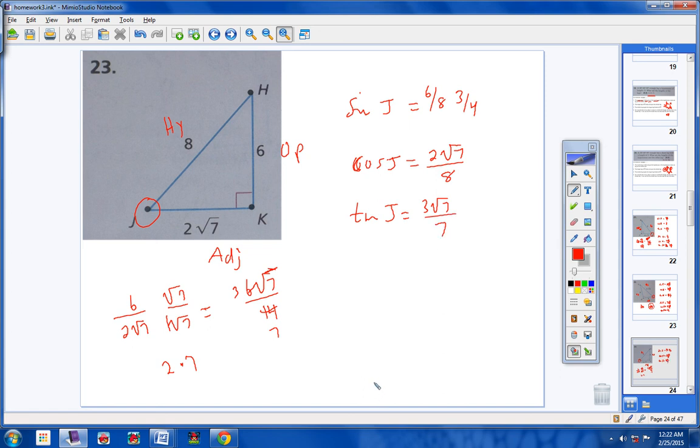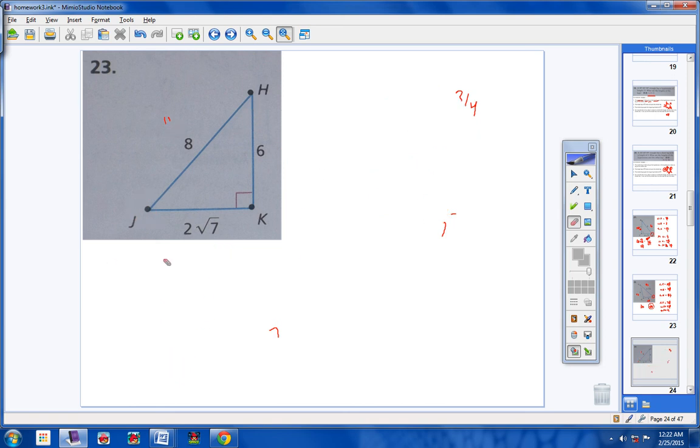Alright. Now let's go ahead and try the 3 trig functions of angle H. Okay. Angle H. So here we go. This will be my opposite. This will still remain my hypotenuse. And this will be my adjacent side here. Alright. So now we're going to find the sine, cosine, and tangent of angle H. Sine of H. Cosine of H. Tangent of H.